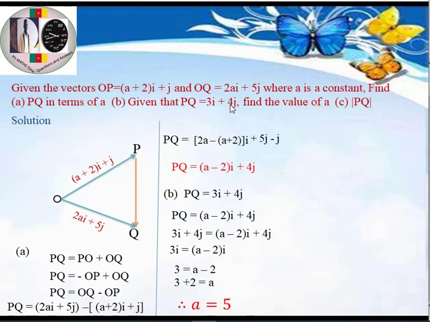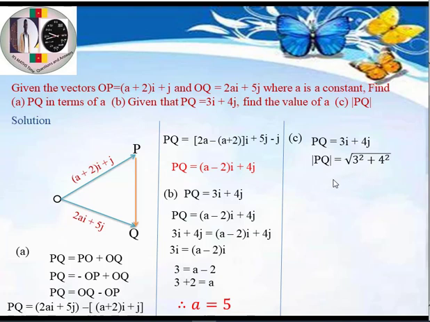Then the last section, section C of the question, asks us to find the magnitude of the vector PQ. But we know the vector PQ is 3i plus 4j. So to find the magnitude of vector PQ, we simply take the square root of the component of i squared, plus the component of j squared. So the magnitude of PQ is the square root of the coefficient of i, which is 3 squared, plus the coefficient of j, which is 4 squared.